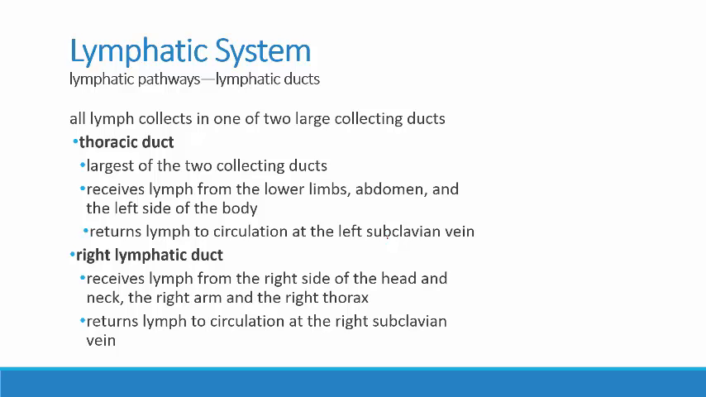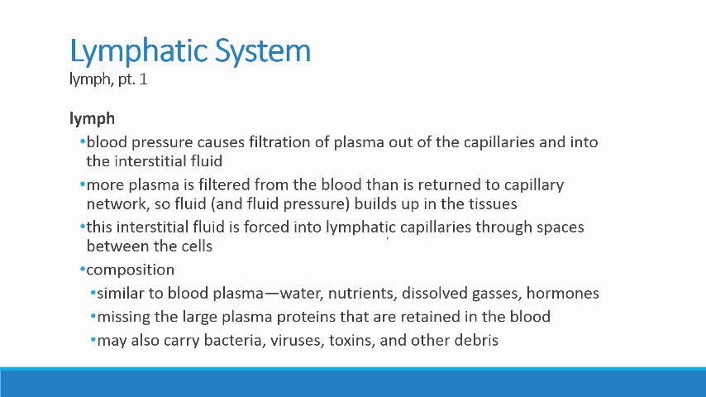The right lymphatic duct receives lymph from the right side of the head and neck, the right arm, and the right thorax, but not everything above the diaphragm, and it returns lymph to the circulation at the right subclavian vein. So two large ducts are responsible for bringing all the fluid back into the blood supply.